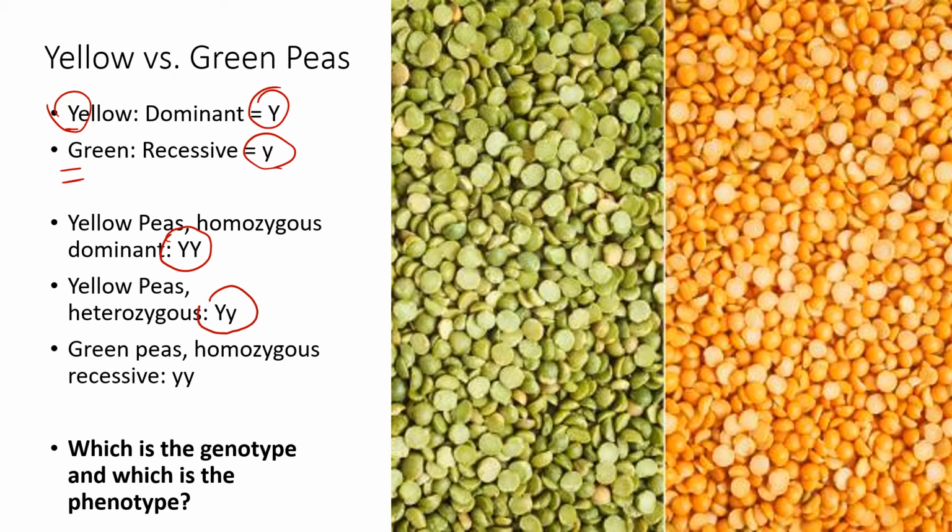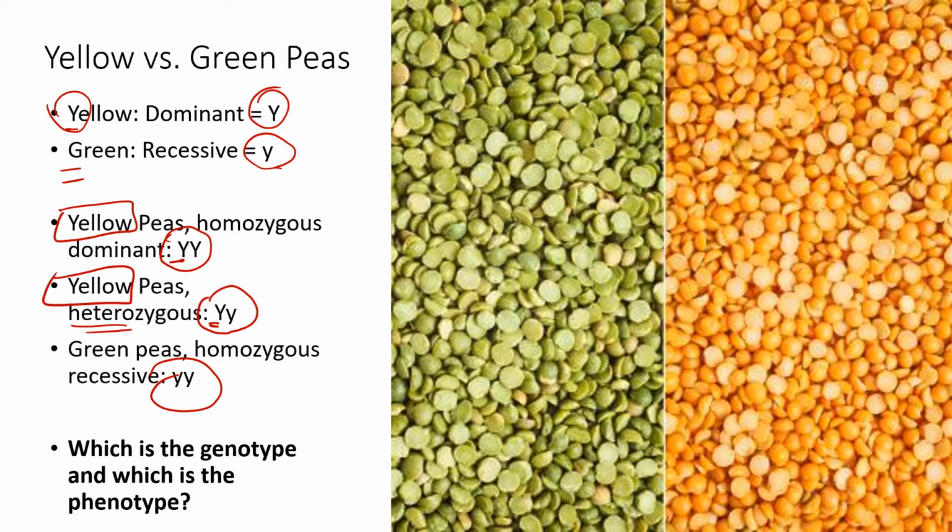Heterozygous, which is capital and lowercase. So notice that even if it is heterozygous, it still gets the gene, it's still expressing the dominant form of it. Green peas are homozygous recessive, therefore it is two lowercase y's. So I just kind of answered my question right here.